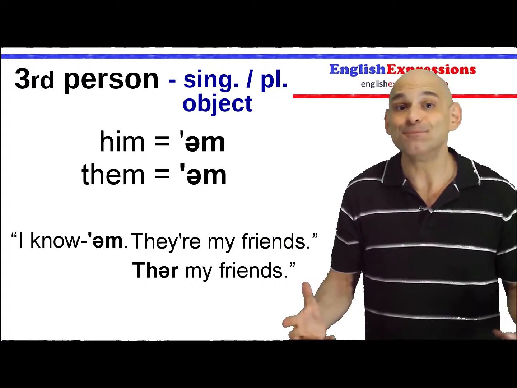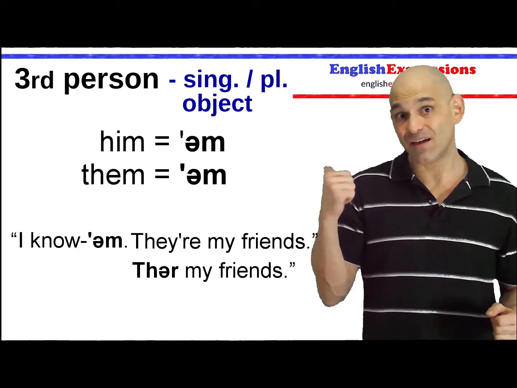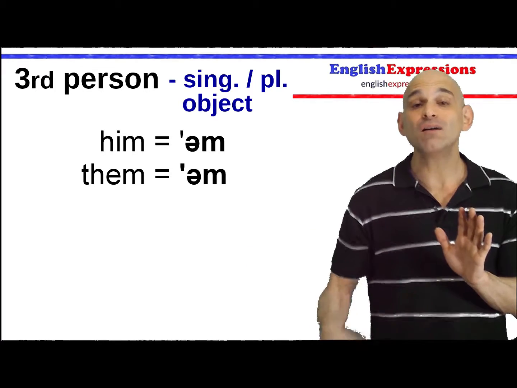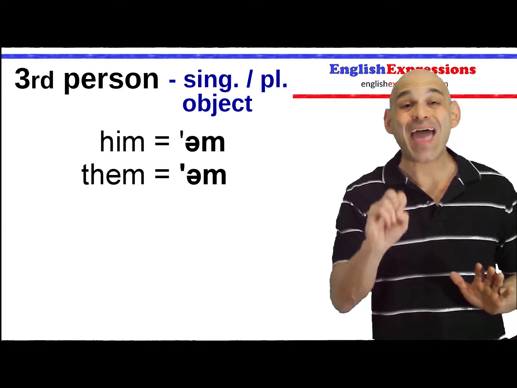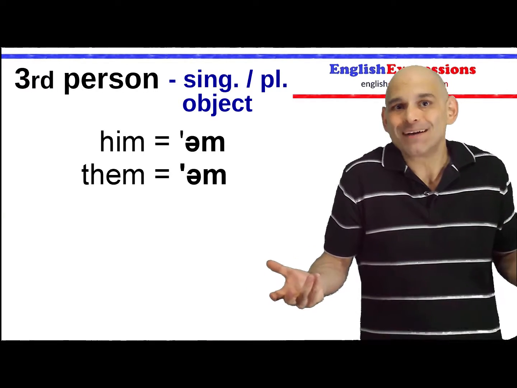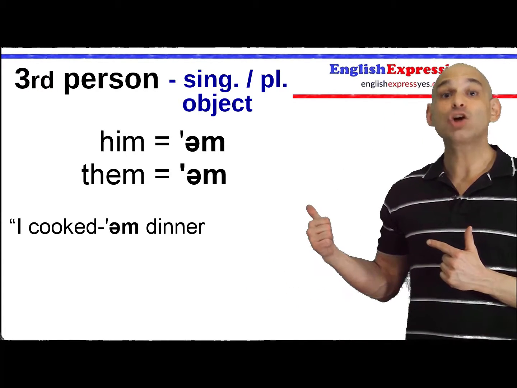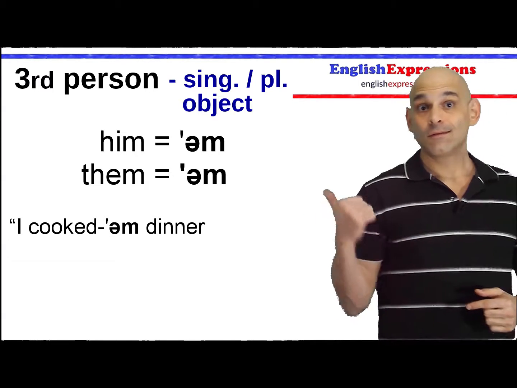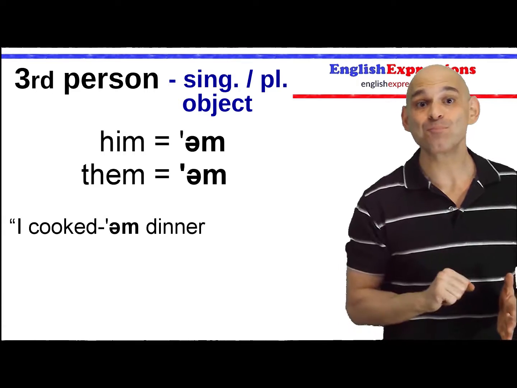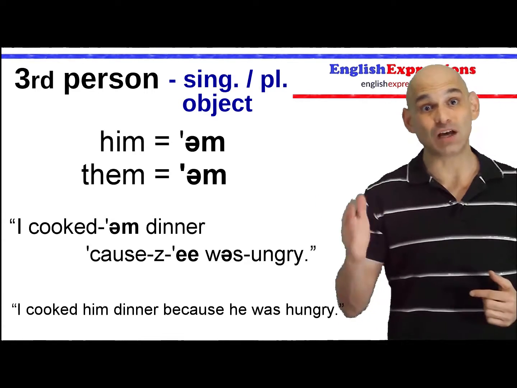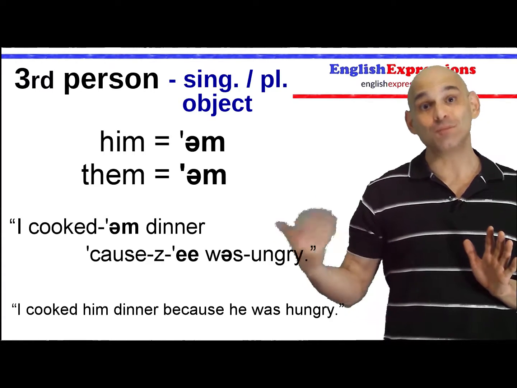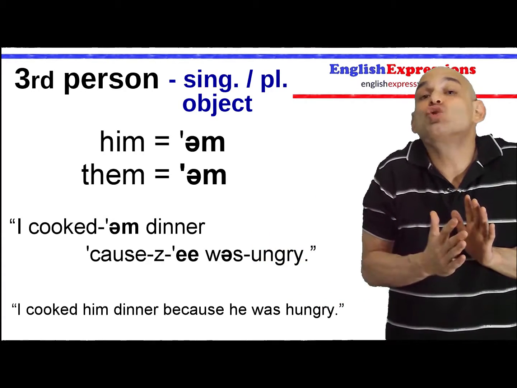We use schwa instead of the vowel sound. So notice how in "him" there's a short I sound. We just use schwa. And notice how in "them," it's a short E sound. We just use schwa. So, I cooked him dinner. This could have two meanings. It could mean him or them. I cooked him dinner because he was hungry. And here we wouldn't say "was." We would say, I cooked him dinner because he was.